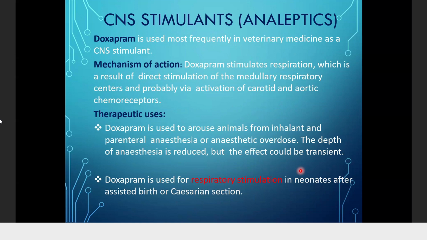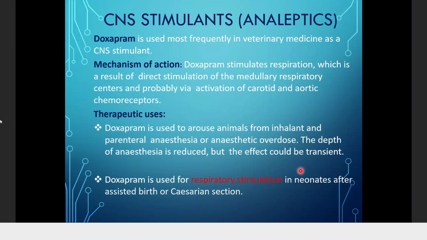Right. So what are the uses? It's used to arouse animals from anesthesia, whether you give it as inhalant or parenteral. Parenteral means, as I've explained before, it bypasses the gastrointestinal tract. It's either given IM or IV, or subcut. So it wakes animals from anesthesia, or it can be given when there's an anesthetic overdose.